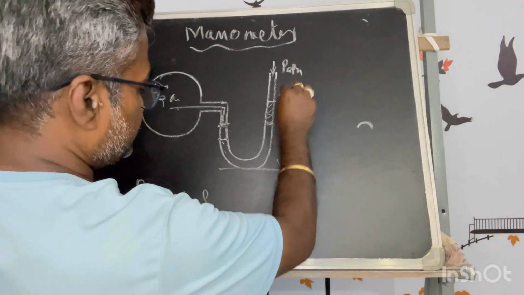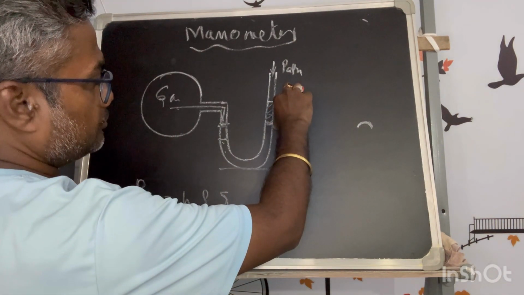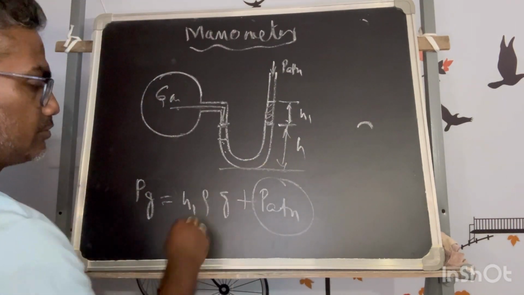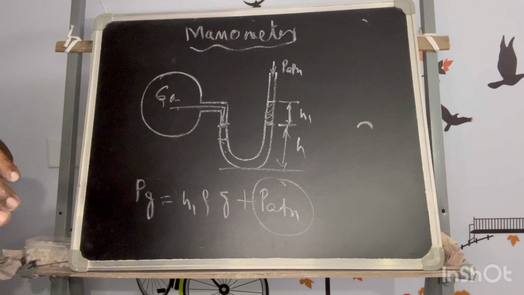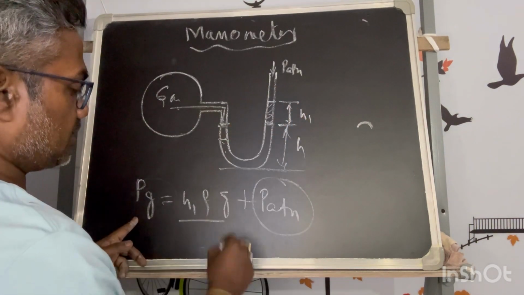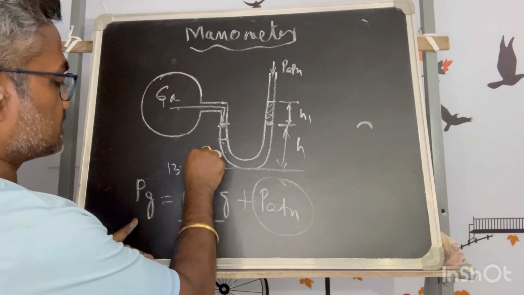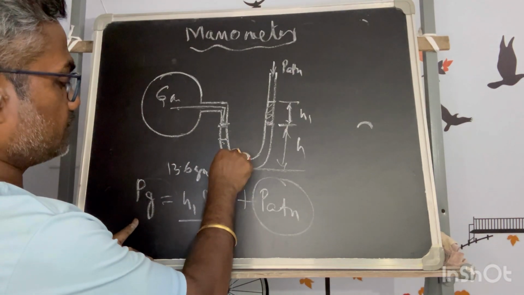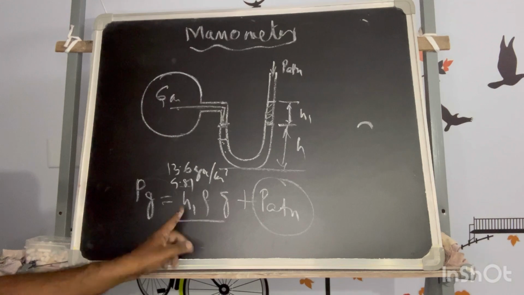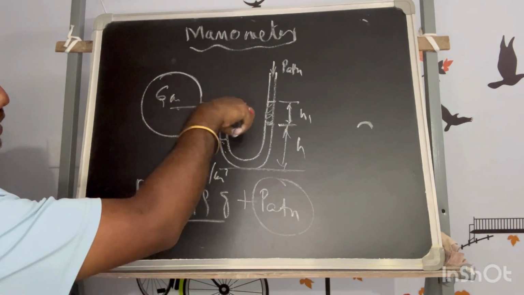So if H1 is the height raised, then H1 into rho into g will be the pressure due to this column, apart from atmospheric pressure. Atmospheric pressure we know from the initial barometer experiment. For the gas pressure, H you can measure from the scale, rho you know, 13.6 gram per centimeter cube, and g you know, 9.81. So these values are known, H can be measured, and this is already known. So from that the gas pressure can be measured.